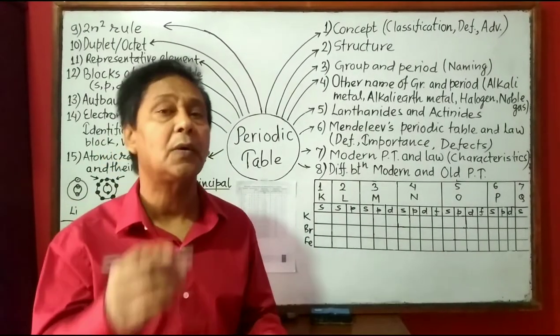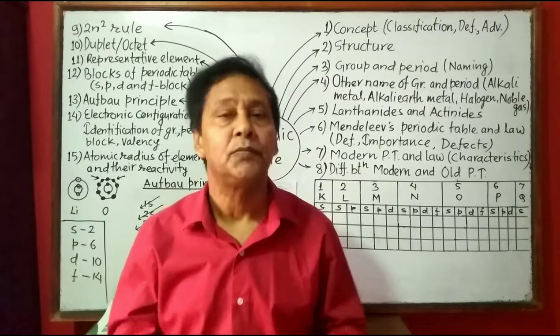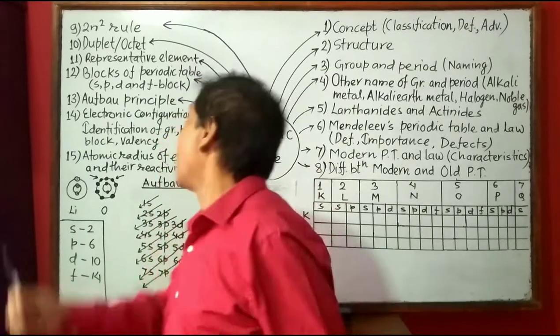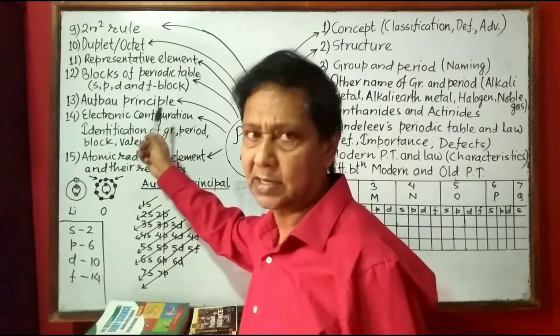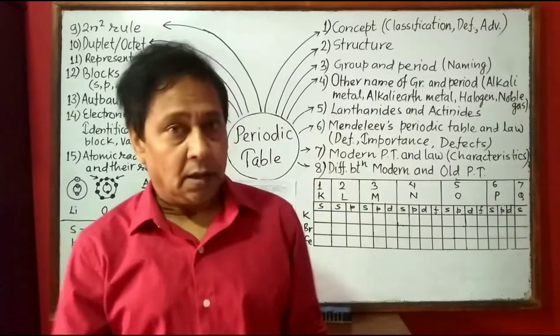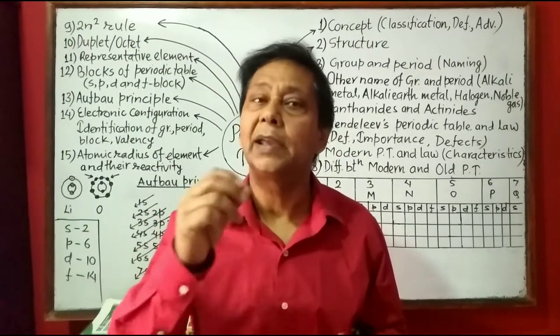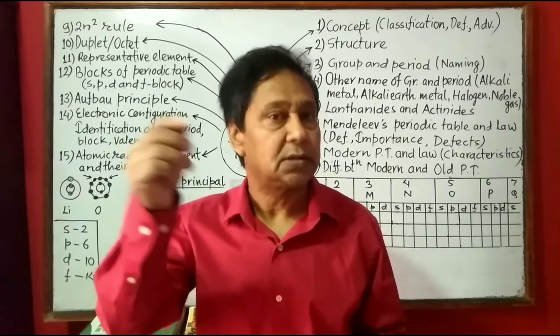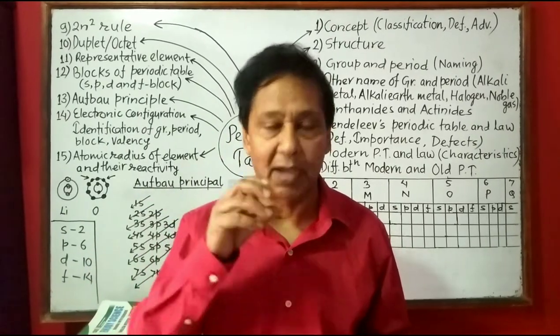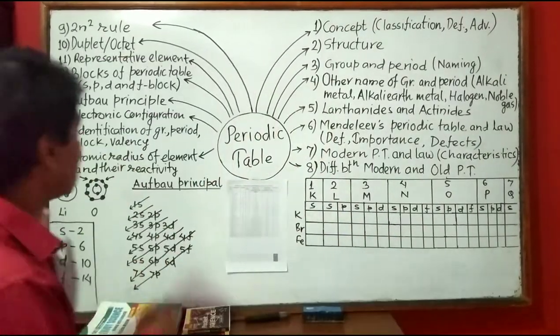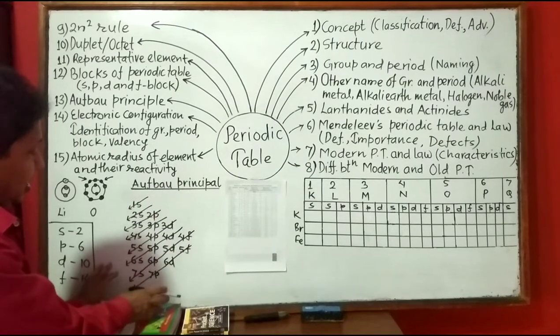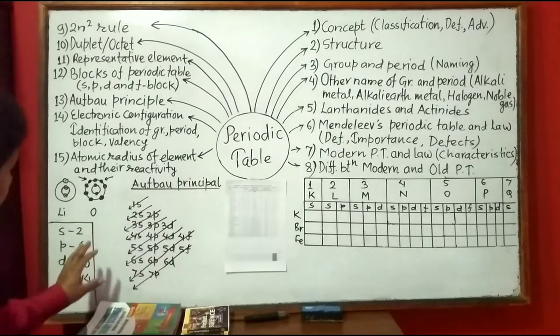But before writing the electronic configuration, you have to know about the Aufbau principle. What is it? Aufbau principle. This is a principle which gives the order of filling up of electrons in different subcells and cells of the atom. And look at this. This Aufbau principle is represented by its notation. Look at this.